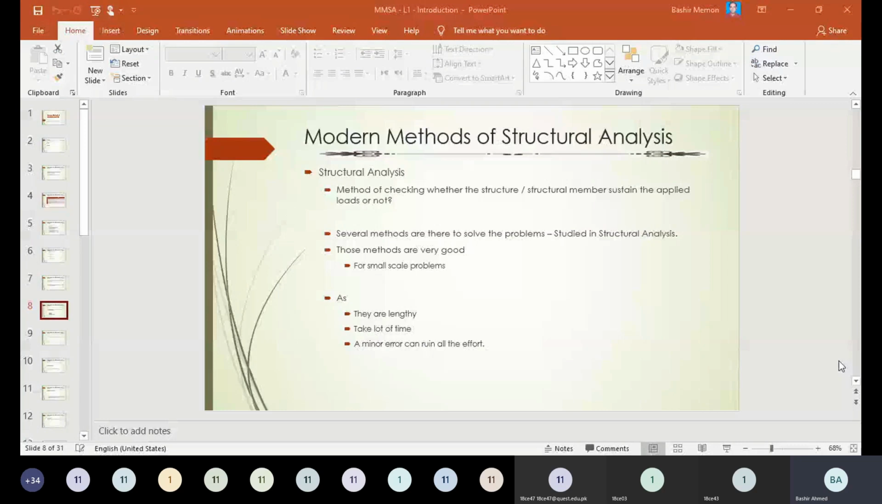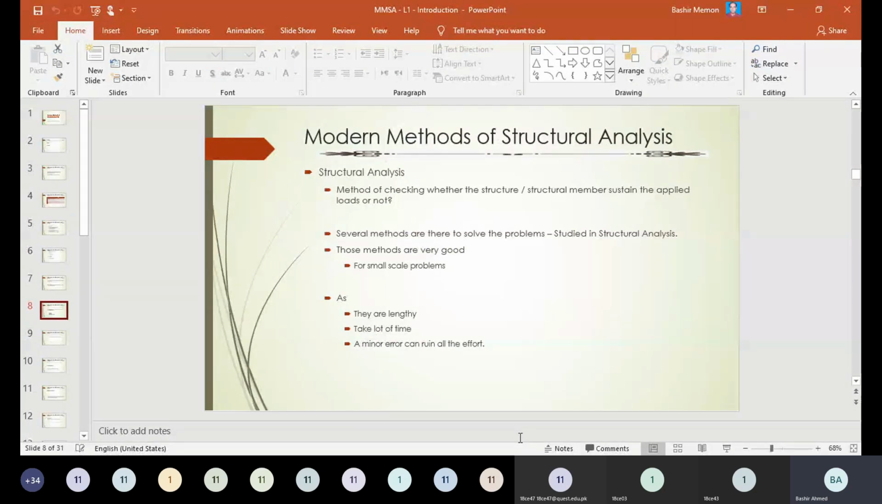What adverse effects can load create on the structure? Apparently, it's evident we cannot see the loads. We cannot see what's happening inside the structure or structural member. But when load plays its severity, then we can see the cracks in the structural members. The cracks on the surface, or cracks may have propagated inside.